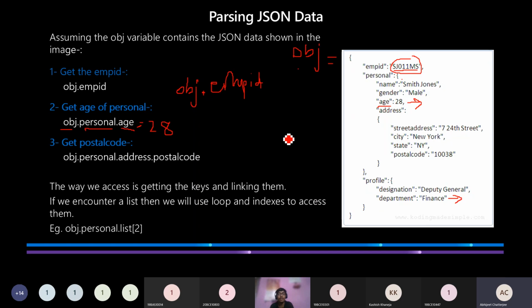Okay. Similarly, we can do city, street address. It can be nested to a whole new level, but it doesn't matter as long as you understand how to access it. It just forms a long chain like this. Use period, then use the next key, the next key, the next key till you get the value.